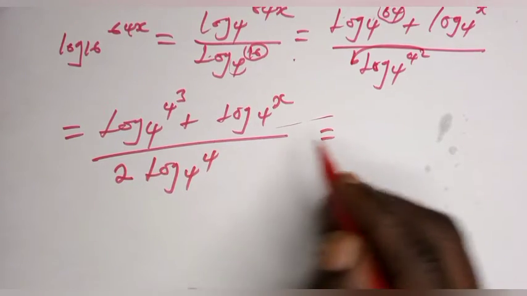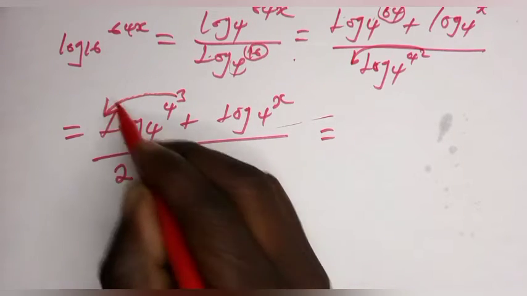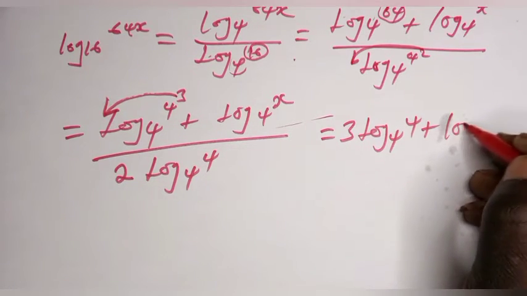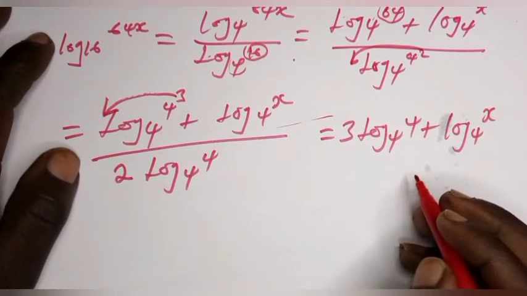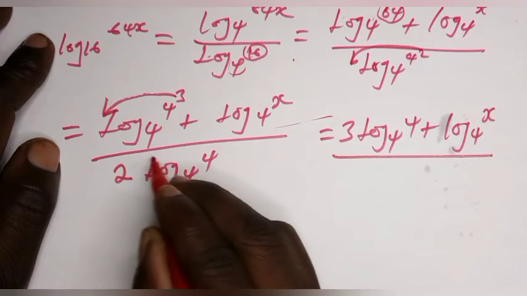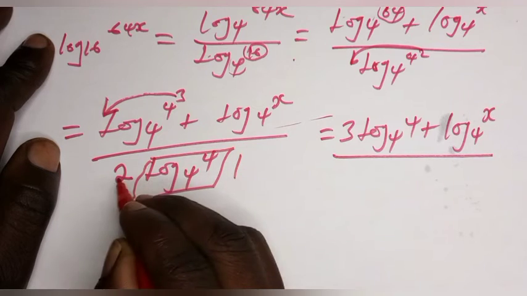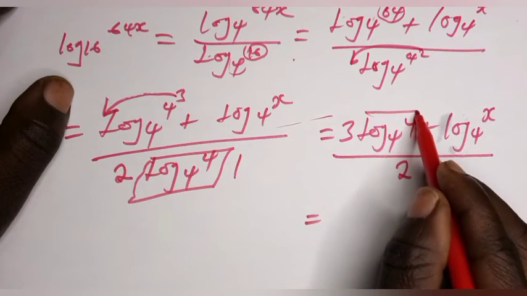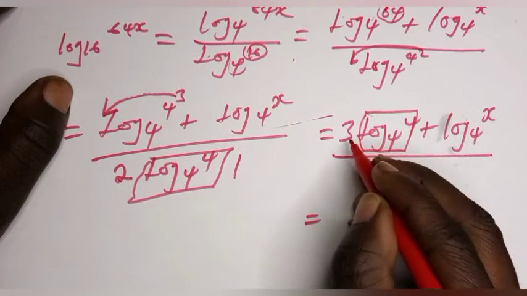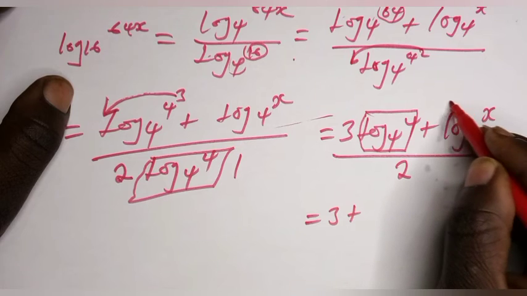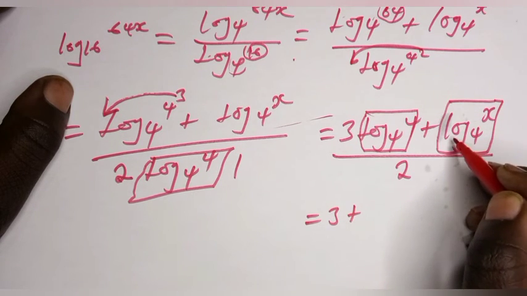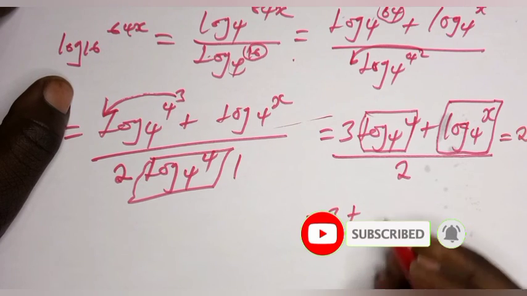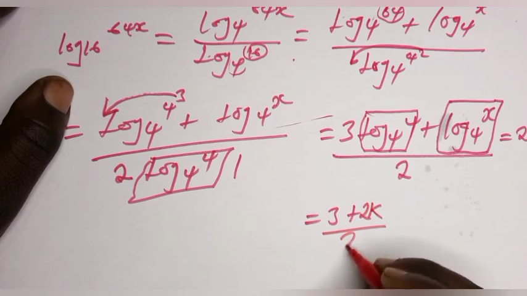Which is equal to, here on top we are going to drop this power, then it will be 3 log 4 power 4 plus log 4 power x over, because we all know that log 4 power 4 is 1, so 1 times 2 is 2. Which is equal to, also log 4 power 4 is 1, so 1 times 3 is 3, plus, from the previous equation, we know that log 4 power x is equal to 2k. So here it will be 3 plus 2k over 2. That's the final answer.